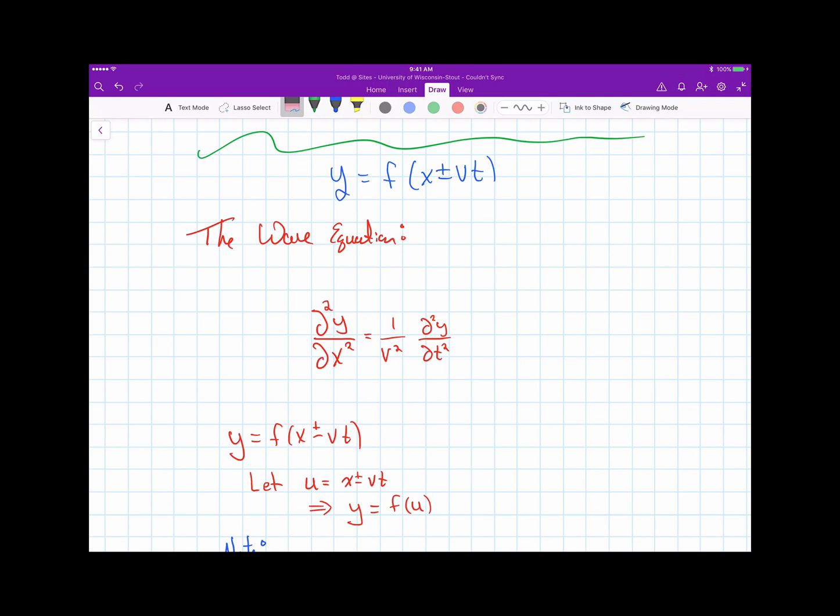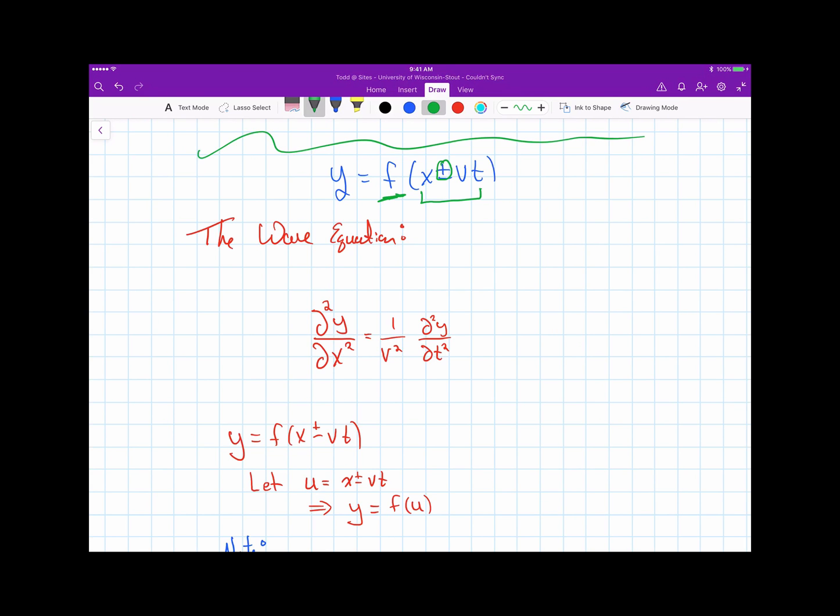So a wave essentially is a change in some property of a system away from equilibrium, and that change has to move through space. So for a one-dimensional system, we can essentially define that as some function whose argument is x plus or minus vt. And we'll find out the plus or minus determines the direction that it's moving.